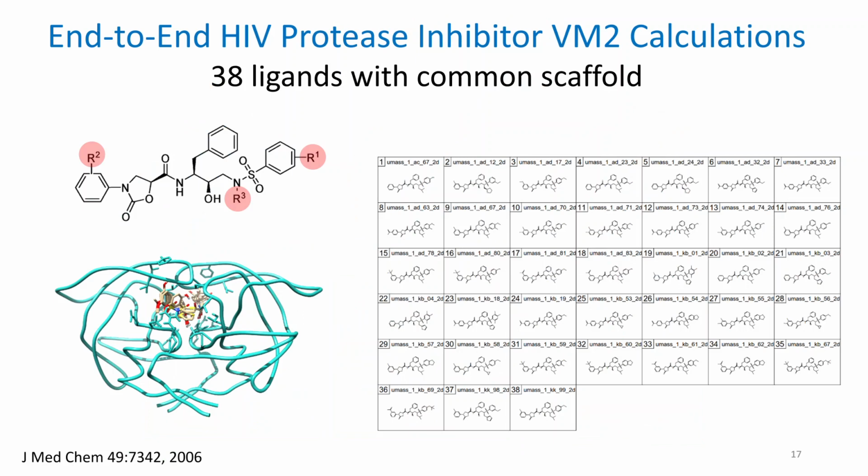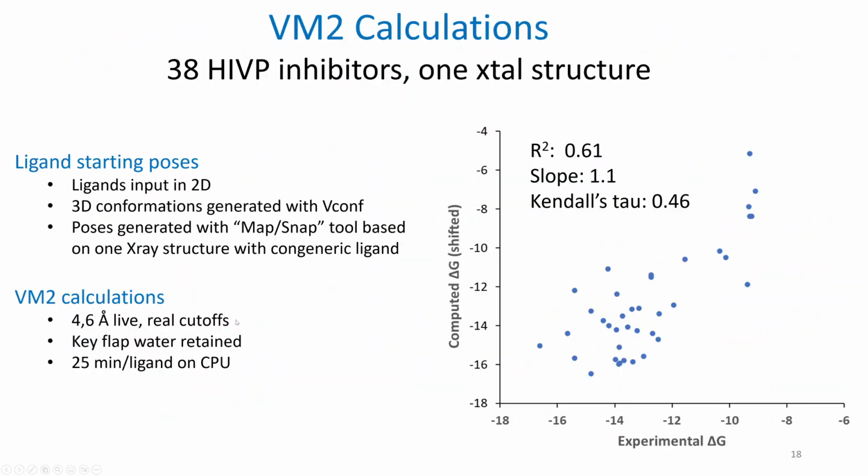I'm going to show you another anecdote that gives a sense for an additional capability of the overall package. Here we were looking at HIV protease inhibitors. This is a set of 38 compounds from University of Massachusetts, some of which had quite high affinities. They have a common scaffold, so what they were varying was the R1, R2, and R3 groups, and they had measured affinities for all of these. So here's a sample, one of these compounds within HIV protease.